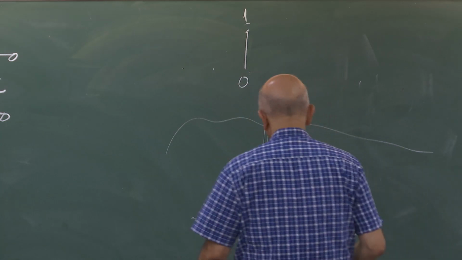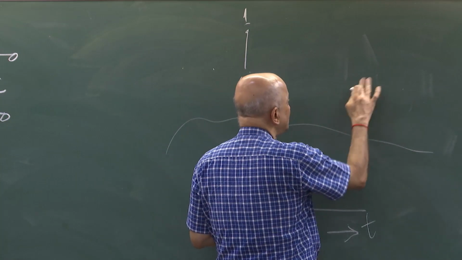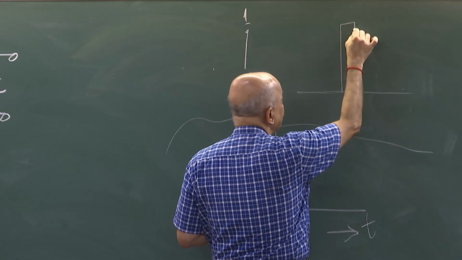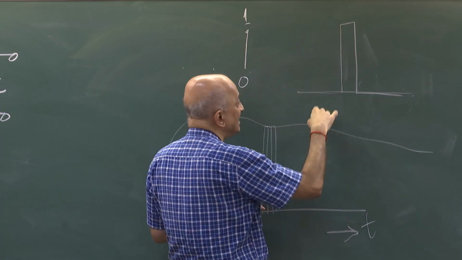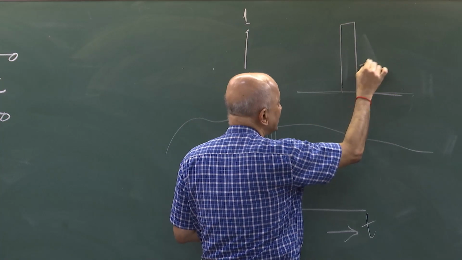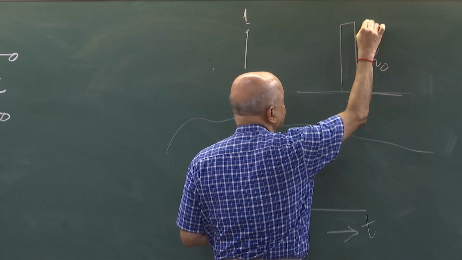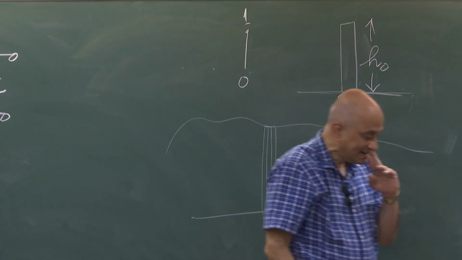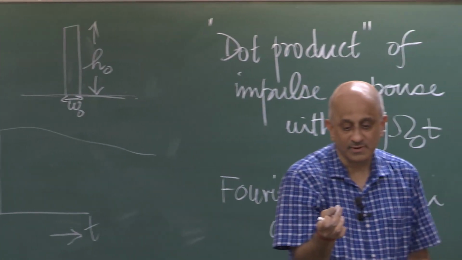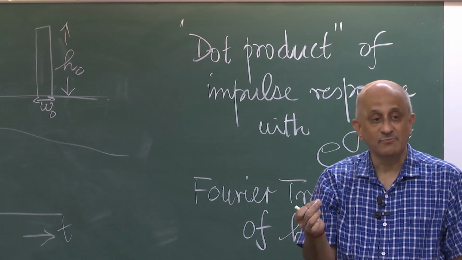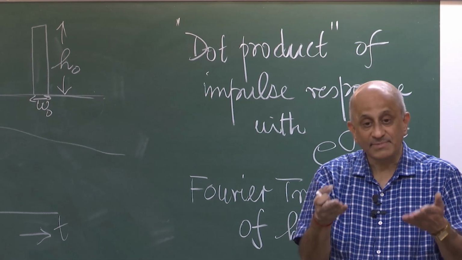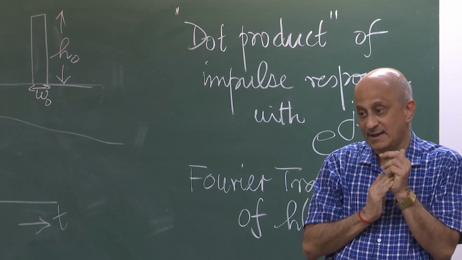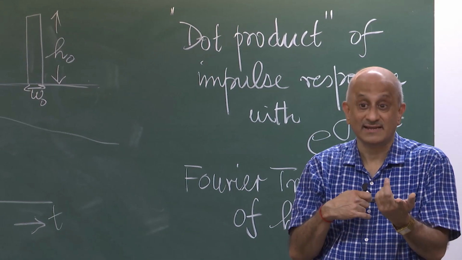So, ultimately you want the following situation. You want to start narrowing the pulse down, and let the pulse have a height of, let us say, h naught and a width of w naught. Now, if you narrow the width down indefinitely, after some time the pulse will simply vanish, there is nothing in it. So, something in the pulse should remain even when the width narrows down indefinitely. And what we preserve there is the area under the pulse.